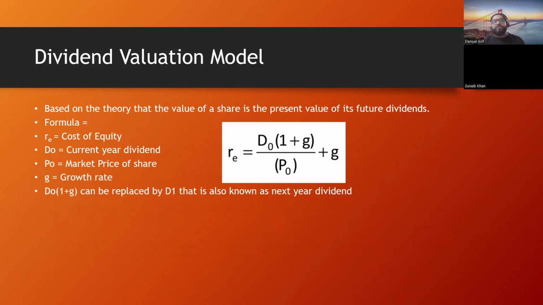Sometimes in your question you will not be given the present year dividend, you will only be given the next year dividend. So you can use that next year dividend and skip the D naught 1 plus G.